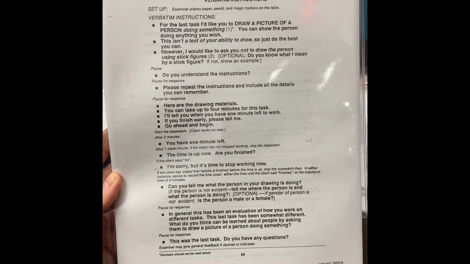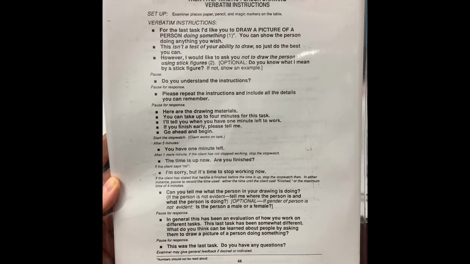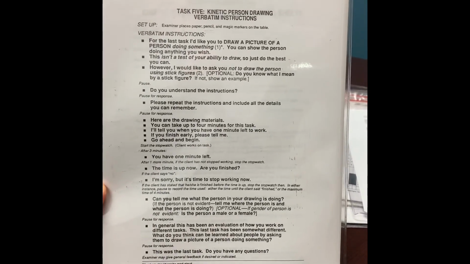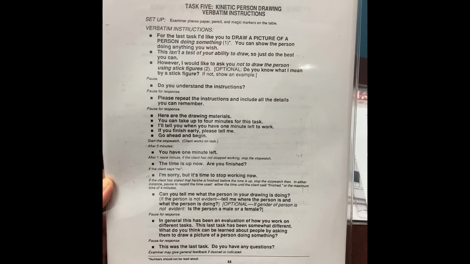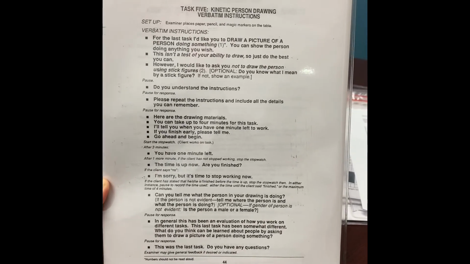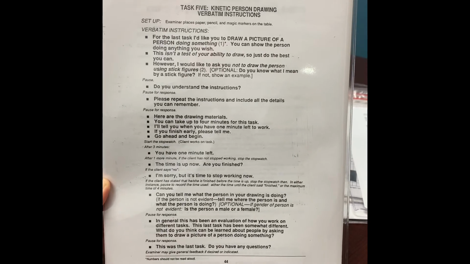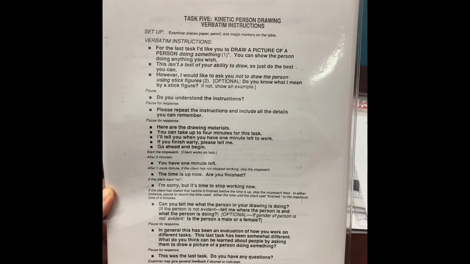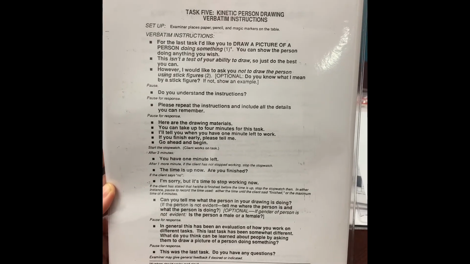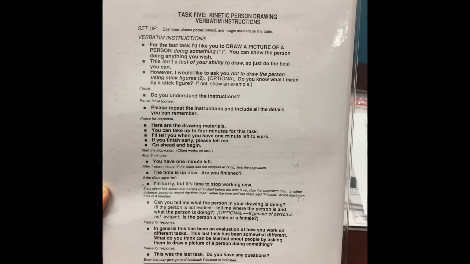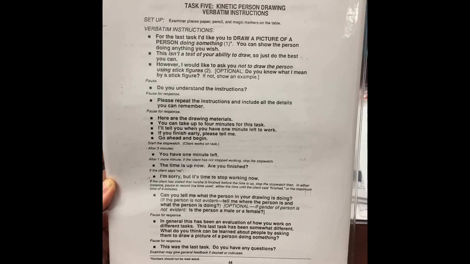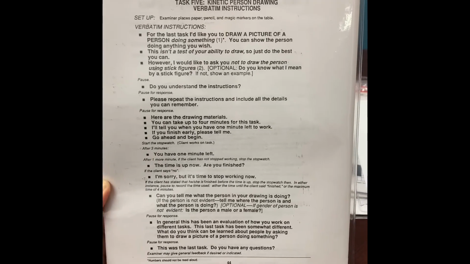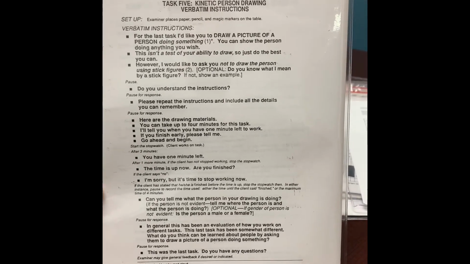The last task, task 5, for the motor task list is going to be your kinetic person drawing task. You're going to have the client draw a picture of a person doing something. You can show the person doing anything that you want, and you just want to tell them that it's not a test of their ability to draw, to just do the best that they can. But you do not want them to draw stick figures. You will then rate them on their ability and use the rating sheet to do so.